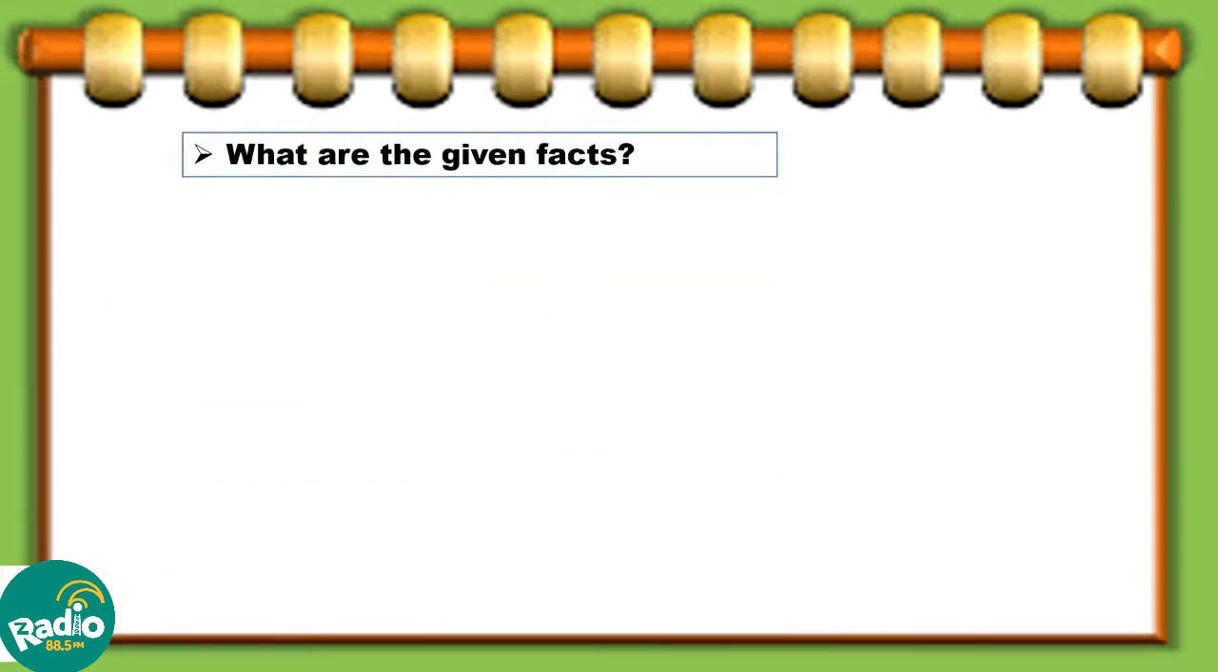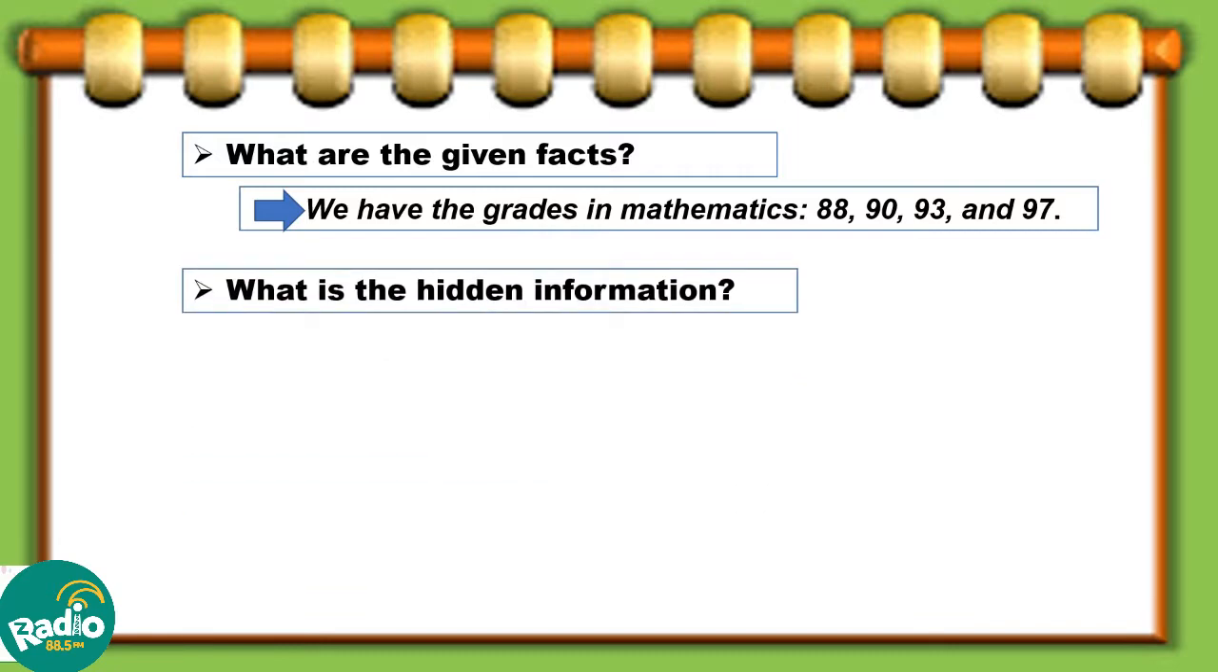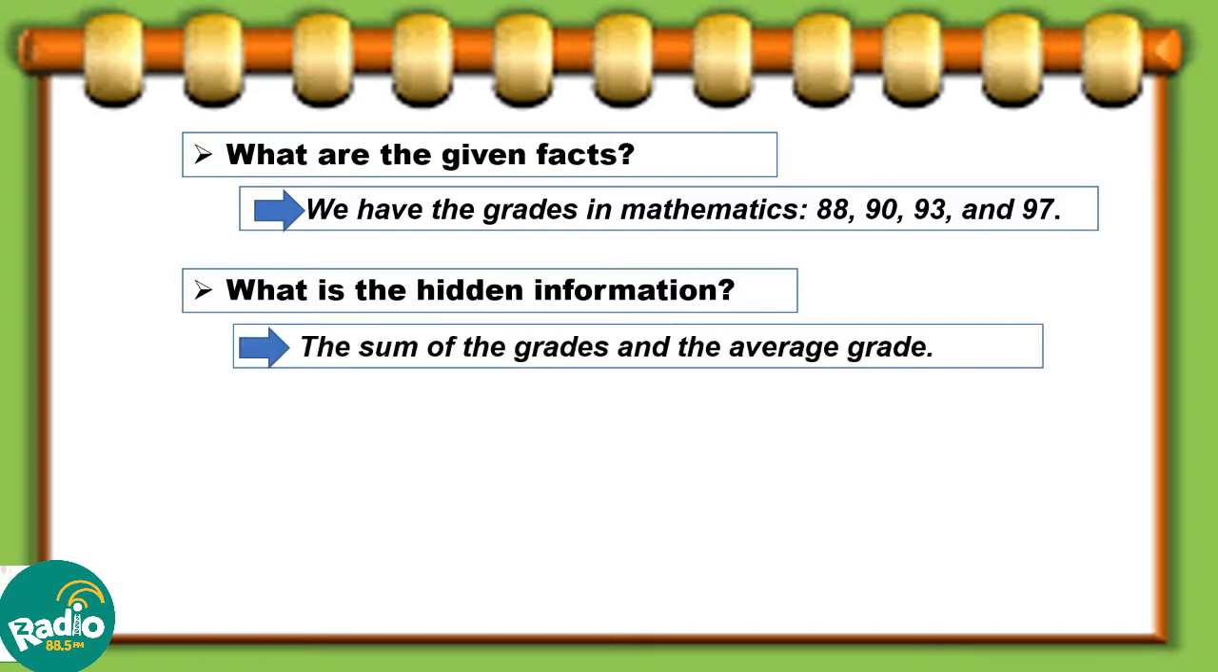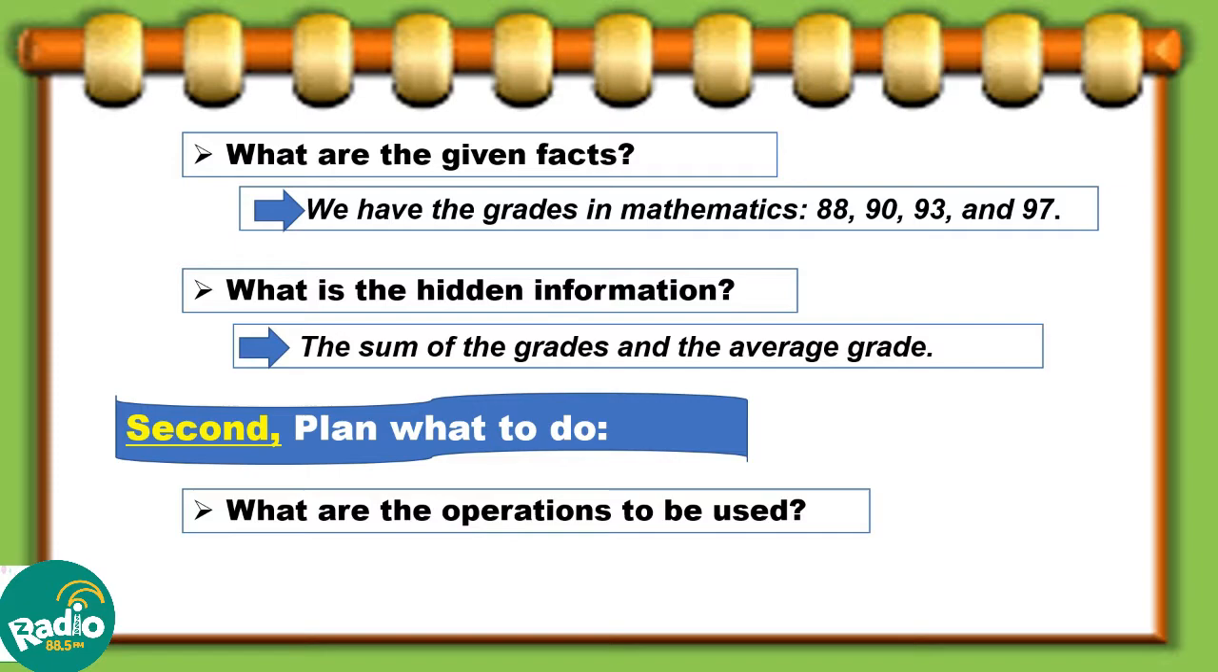Then, what are the given facts? Right! We have the grades in mathematics: 88, 90, 93, and 97. And what is the hidden information? Correct! The hidden information is the sum of the grades and the average grade. Second, let us plan what to do. So what are the operations to be used?